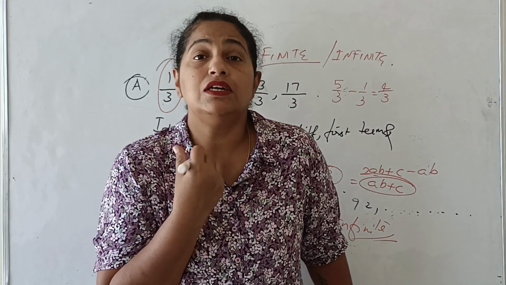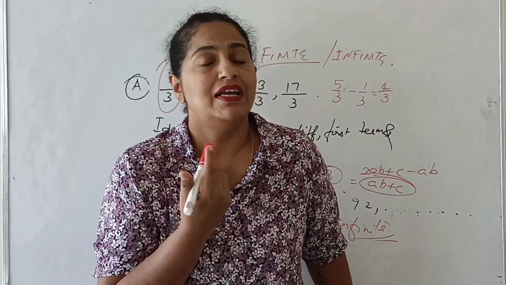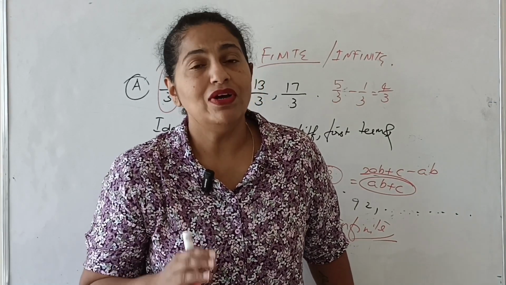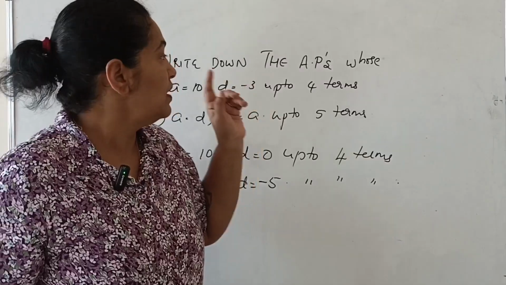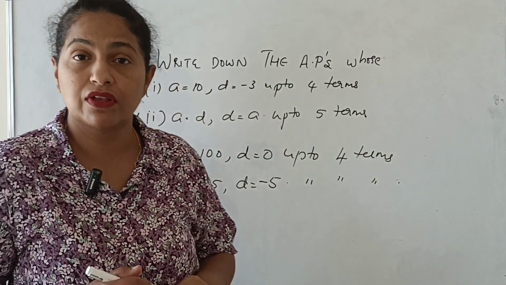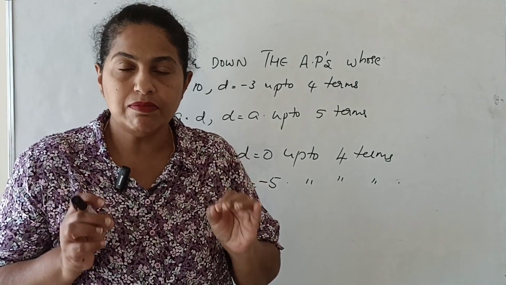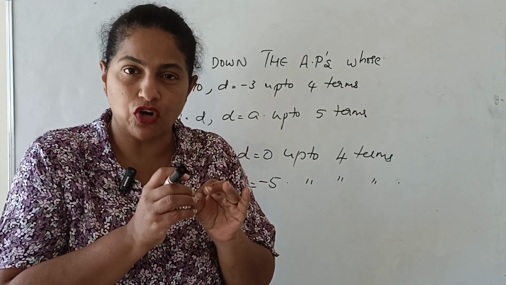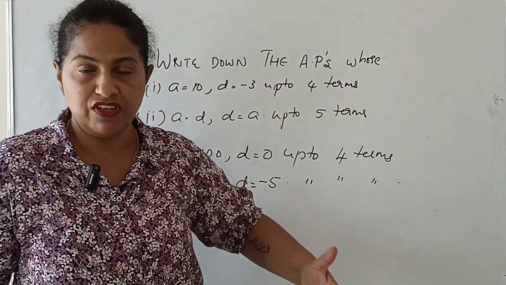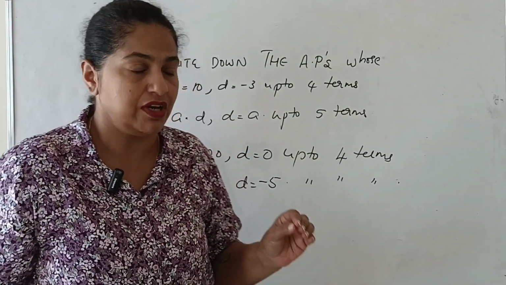Okay. We also learned common difference can be positive, negative, or it can consist of variables. Right? Now let us move on to the next part. Write down the APs whose so and so values are given to us. Now, let me make you familiar with the few short terms that we are using in this particular chapter. AP obviously means arithmetic progression.